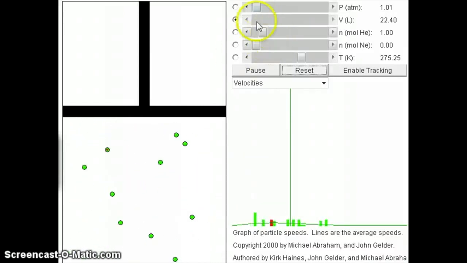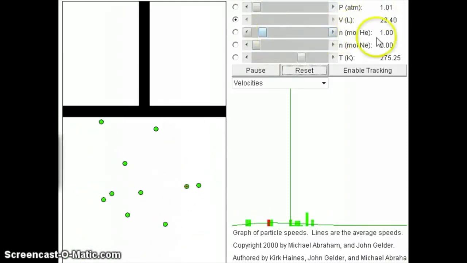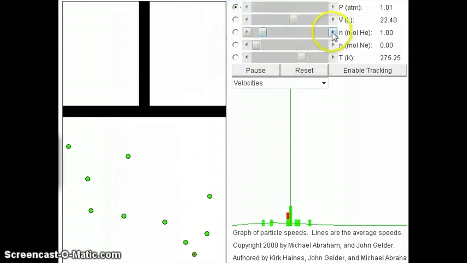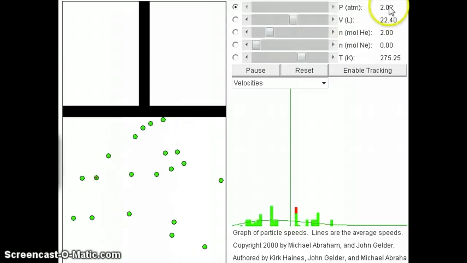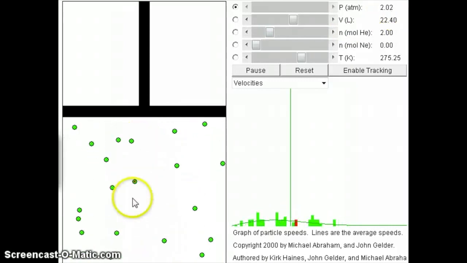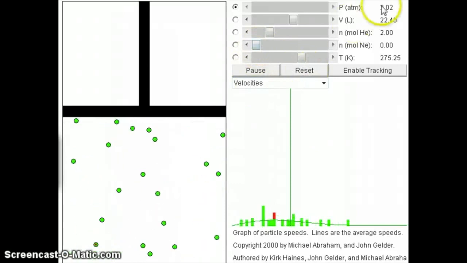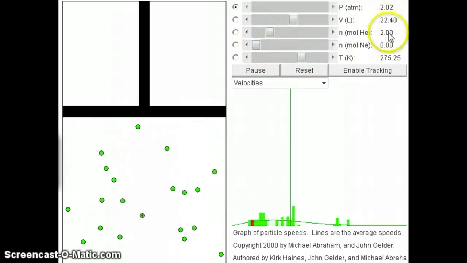I can prove that to you here. You see here that pressure right now is 1 atmosphere, right? And I have 1 mole of helium right now. If I were to increase the number of moles of helium to 2, you see that now the pressure is 2 atmospheres, 2.02, and there's more helium here, right? Because I let in some more helium. So let's reset that. You remember that the total pressure was 2 for 2 moles of helium.